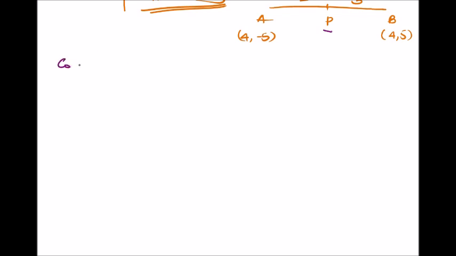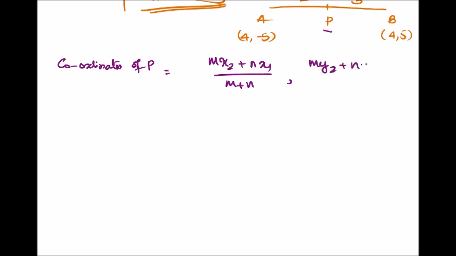For that, coordinates of P is equal to (mx2 plus nx1) divided by (m plus n), comma, (my2 plus ny1) divided by (m plus n). m is equal to 2, n is equal to 3. So we will find the coordinates.